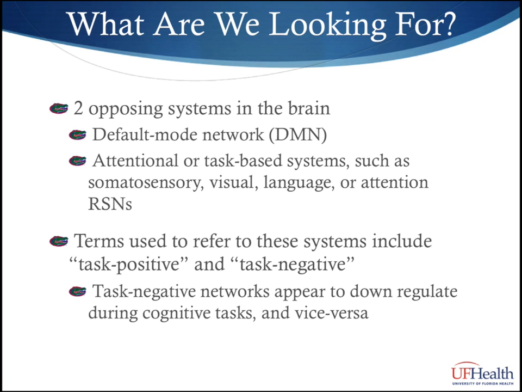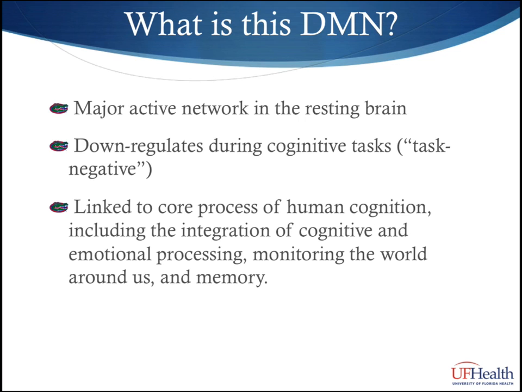So what are we looking for in the resting state functional MRI? Well, there are largely two opposing systems in the brain, the so-called default mode network, and then more attention or task-based systems such as somatosensory, visual, language, etc. The terms used to refer to these two systems include task-positive and task-negative networks. And what is meant by this is that the task-negative networks, i.e. the default mode network, appears to downregulate during cognitive tasks and vice versa.